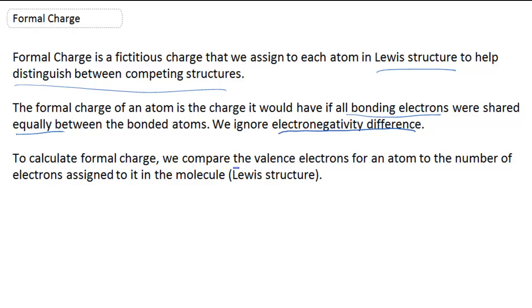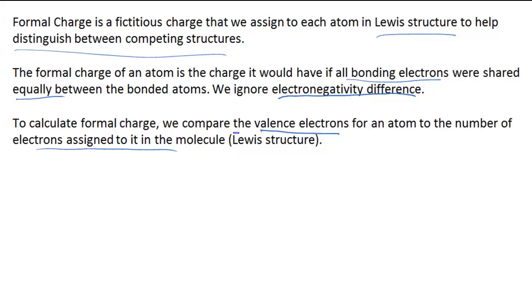Then we're going to calculate a formal charge based on the number of valence electrons that atom has versus the electrons that we count for it in that Lewis structure. Okay? Let's work some examples. So keep this in mind. It's not a real charge, but it allows us to compare valence electrons to what we assign to it in the molecule, and we don't worry about electronegativity.